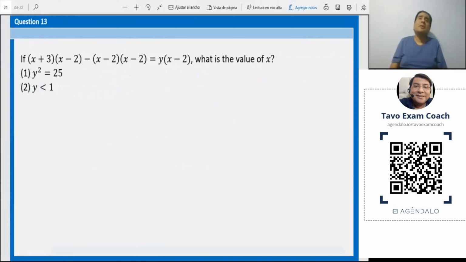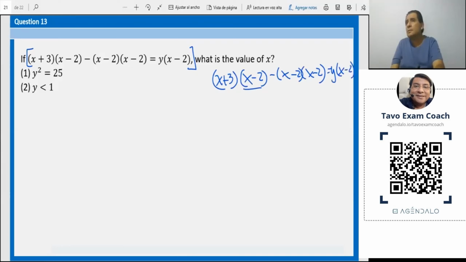If (x + 3)(x − 2) − (x − 2)(x − 2) = y(x − 2), what's the value of x? Okay, most people would start simplifying this first to see what the true relationship between x and y is. Let's do that.